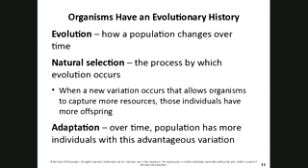So adapting is over time populations that have more of this advantageous variation, as we talked about with natural selection, are more likely to use the resources and reproduce.